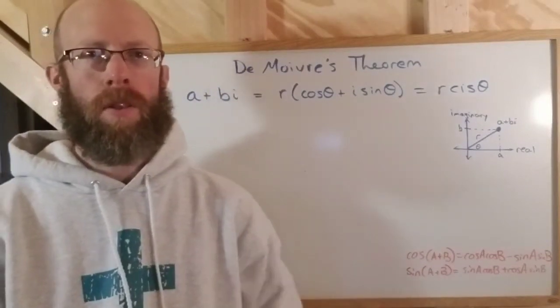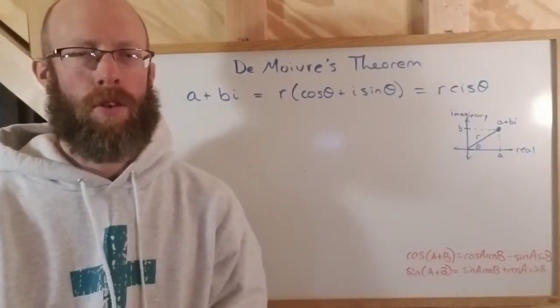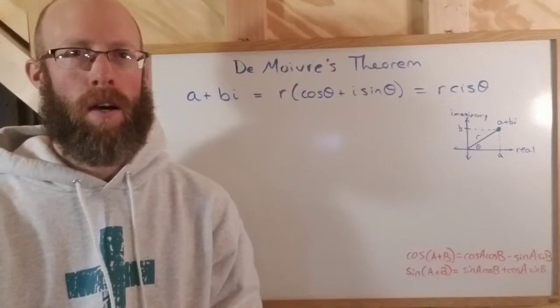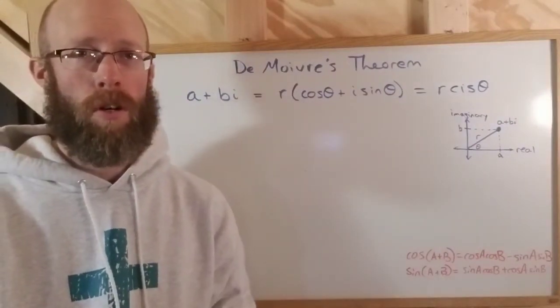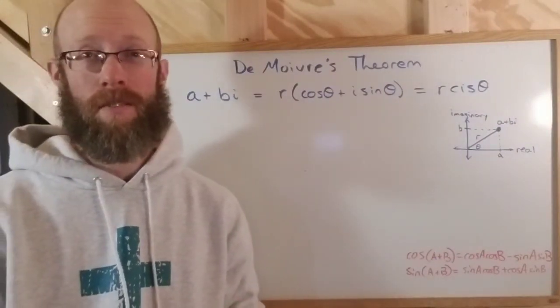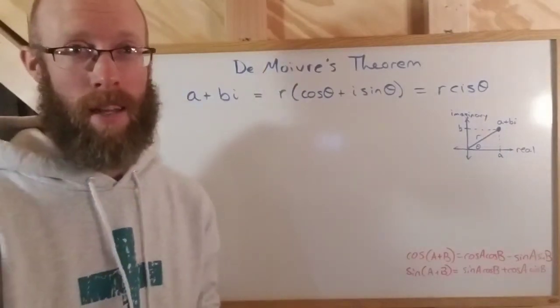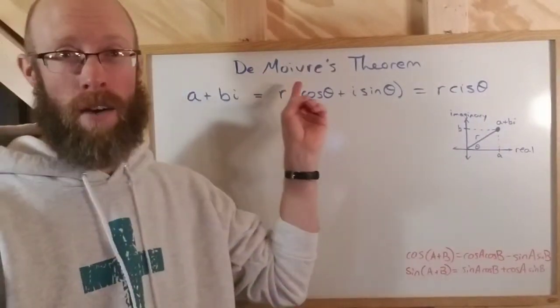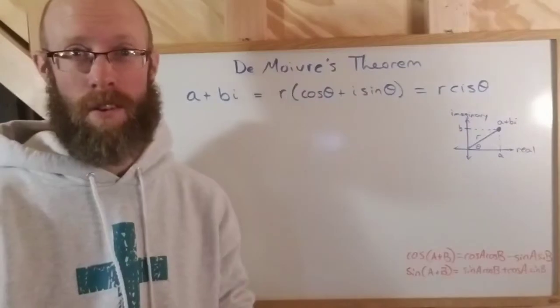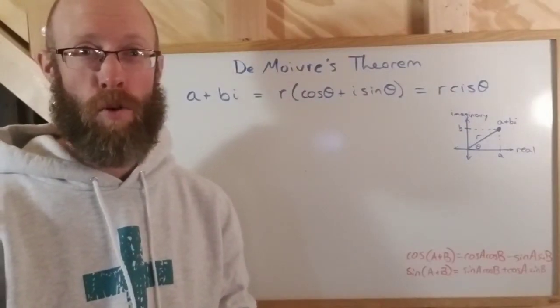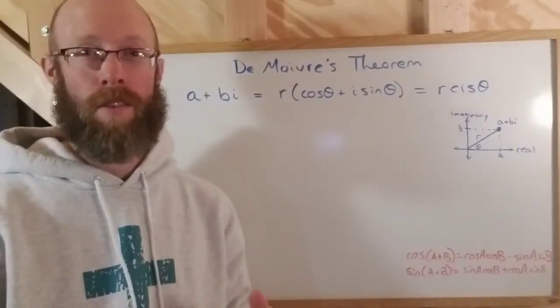We're going to continue with our discussion of complex numbers, looking at a theorem I have up here on the board called, the pronunciation of this is up for debate, de Moivre's theorem. I'll call it de Moivre's theorem. Some people call it de Moivre's theorem or other variations.